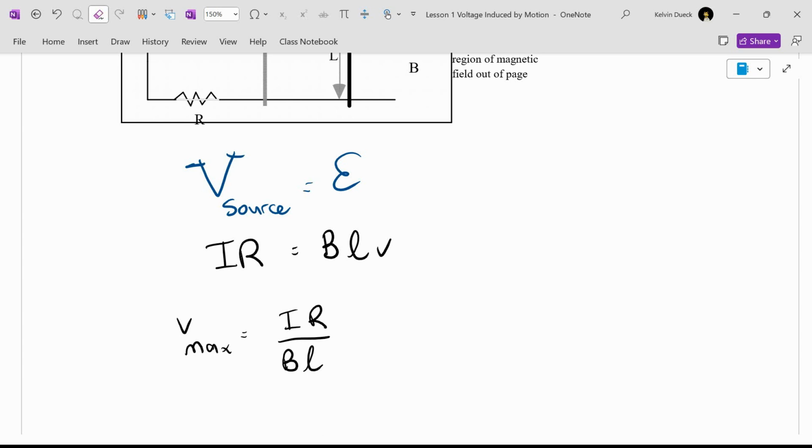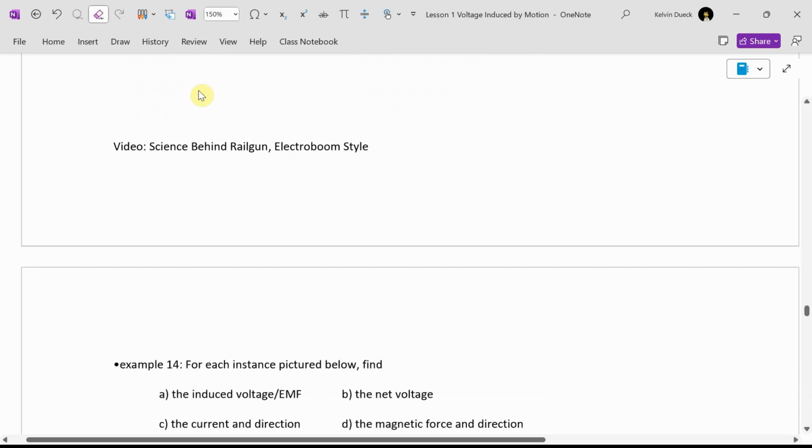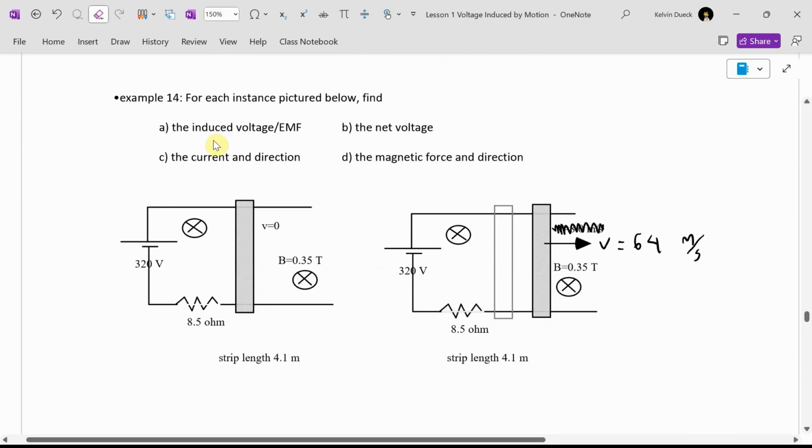As far as I'm concerned, there's 5 variables. If I gave you any 4, you could find the 5th. I could ask you to find the maximum speed, or I could tell you the maximum speed and ask what was the source voltage, I times R? We'll come back to the video in a second, but let's do one with numbers.